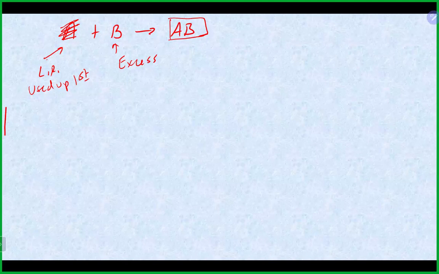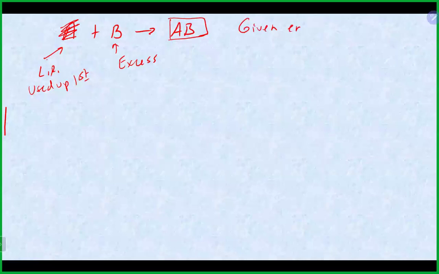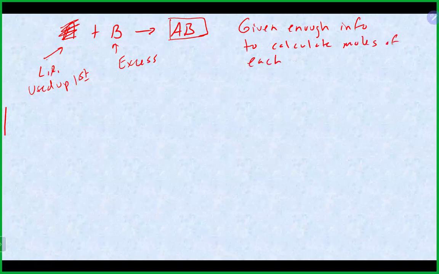And how do you know it is a limiting reagent problem versus a basic stoichiometry problem like we talked about? The way that you can recognize it is based on what's given to you. If you're given enough information to calculate the moles of each reactant, that is the biggest clue that this is a limiting reagent type of problem, and you have to do that.